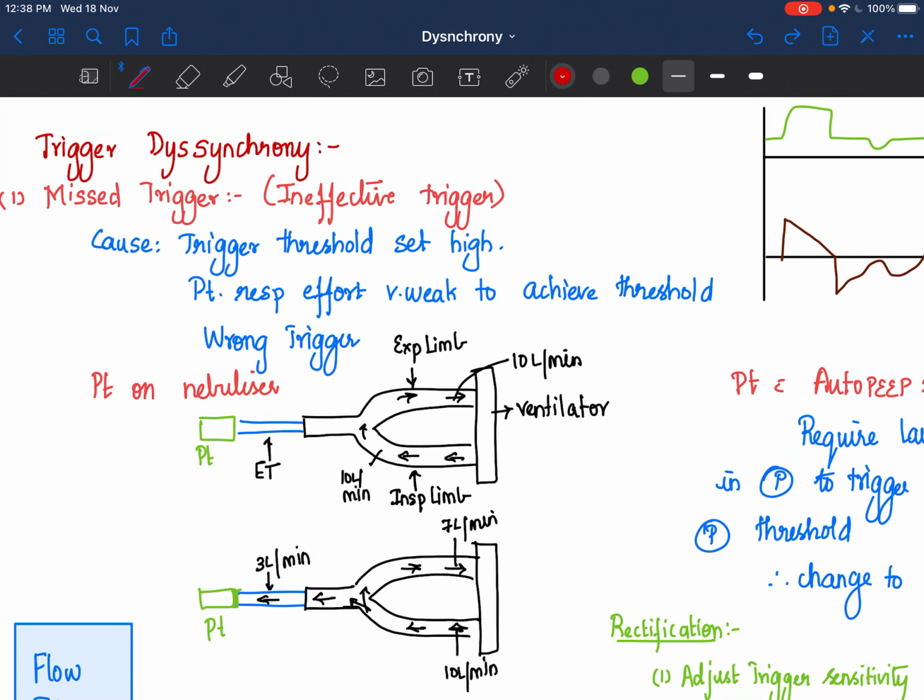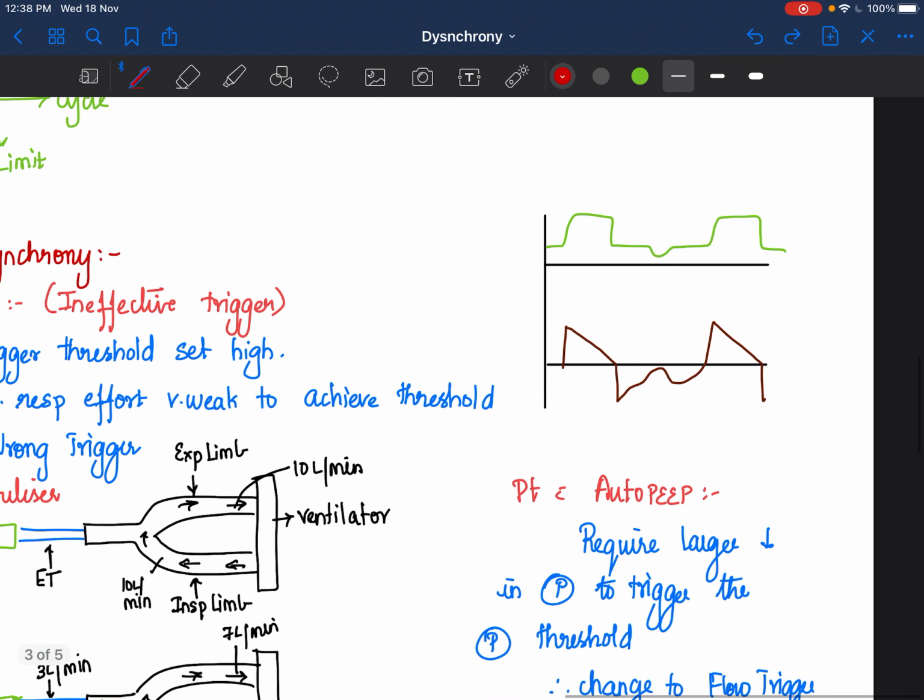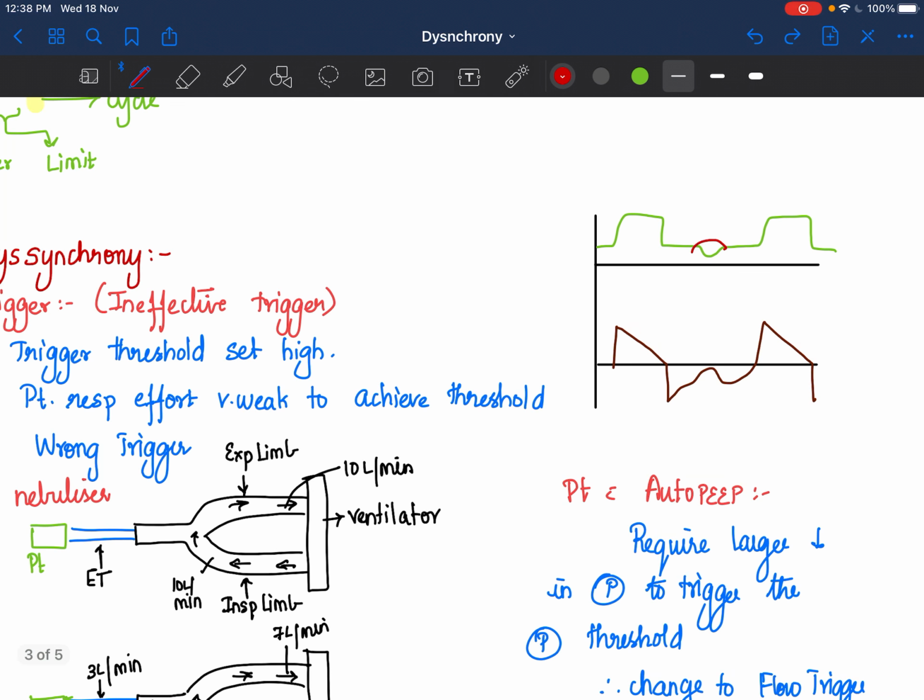The patient is trying to take a breath, isn't it so? Here, if you see, the patient is trying to take a breath, as evidenced by the negative deflection here, and by the flow change happening here. This is a pressure time scalar, this is a flow time scalar. Can you see this negative deflection? It means the patient was trying to actually take in some air, some of the pressure that is there in the tubing, but this is not followed by a breath by the ventilator. This means this trigger was missed by the ventilator.